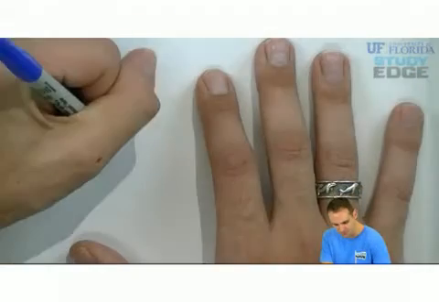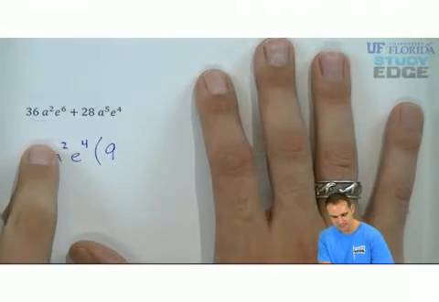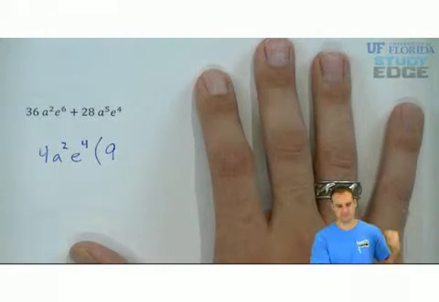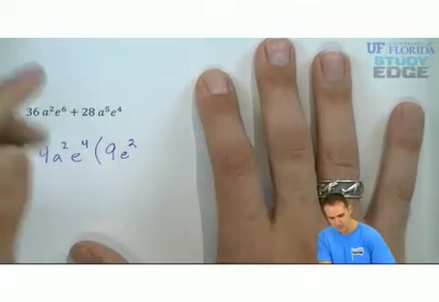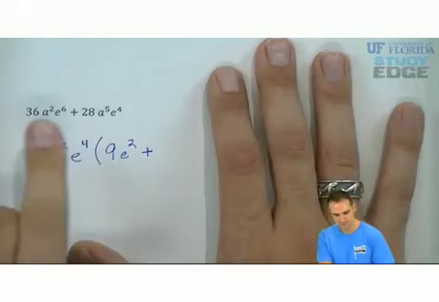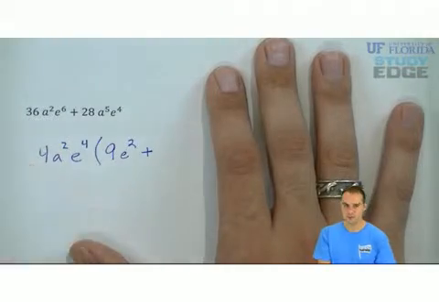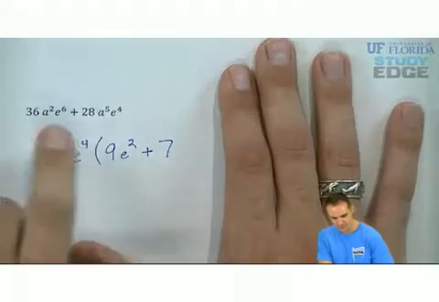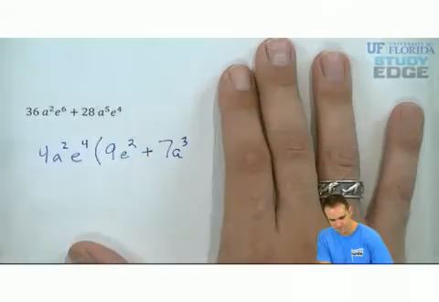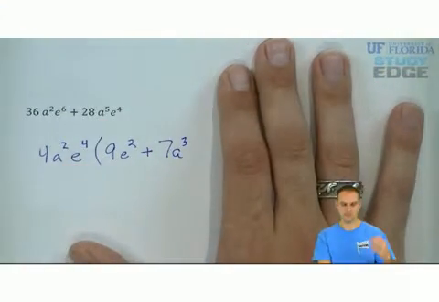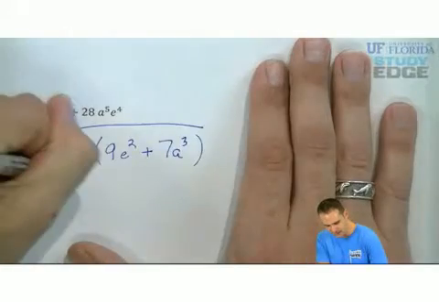36 divided by 4 is 9. a squared, took 2 away, it's gone. 6 minus 4 will give you e squared. Plus, 28 divided by 4 is 7. a to the 5th, took 2 away, I'm left with a cubed. e to the 4th, e to the 4th, gone. And that's your final answer.